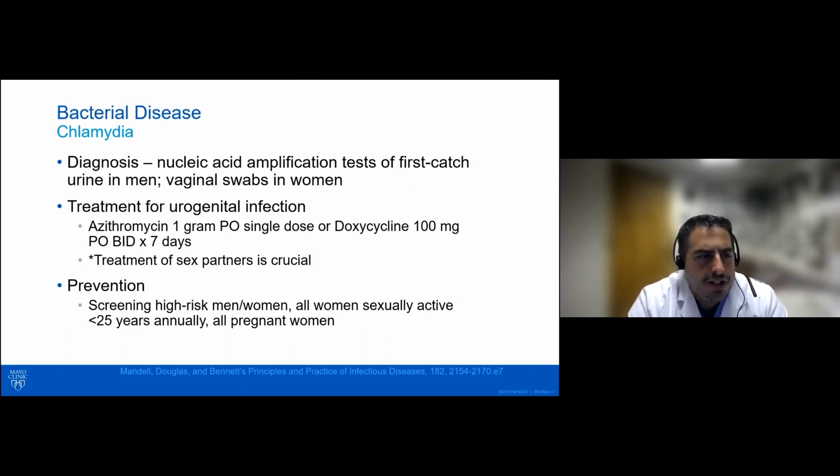Treatment for urogenital chlamydia infection is a one-time dose of azithromycin, so a 1 gram dose, which is a very large dose to take, or doxycycline, 100 milligrams twice a day for 7 days. But I star this here, I would bold it too: you also have to treat the sexual partner or partners. If you don't, even though you treat your patient, they can get easily reinfected. That is the most common cause of reinfection, not treating the sexual partner.